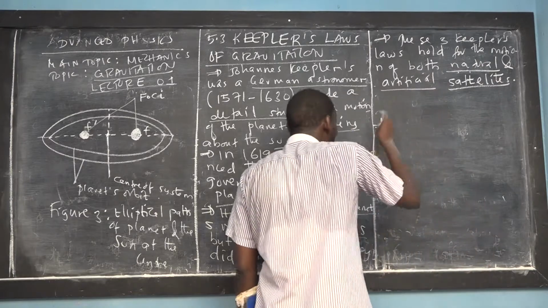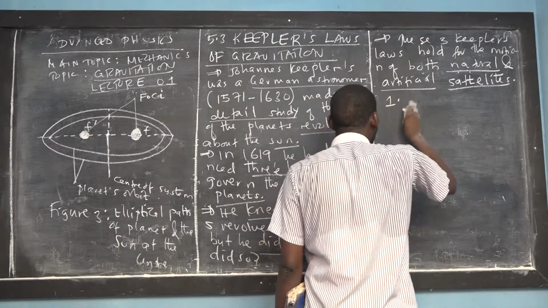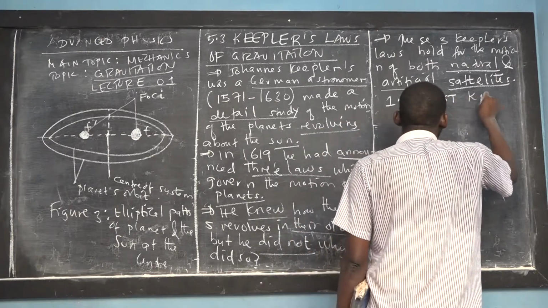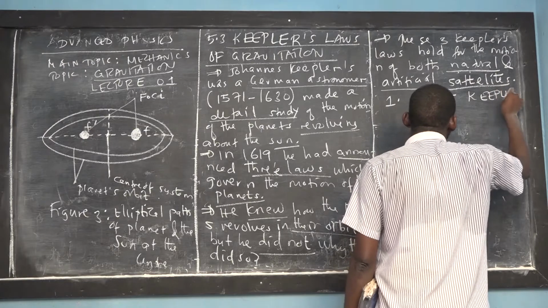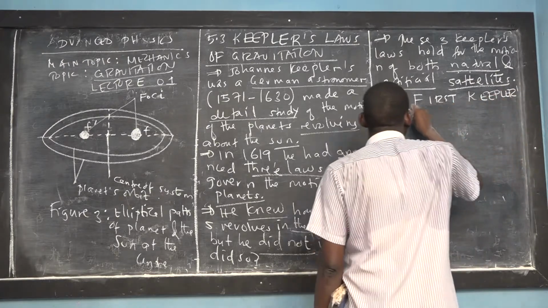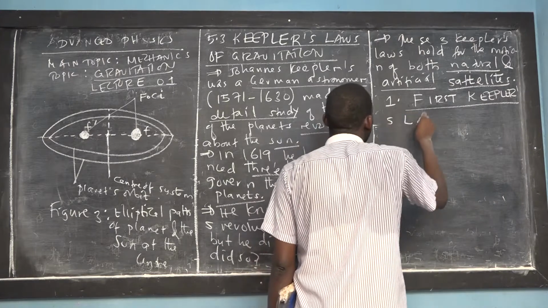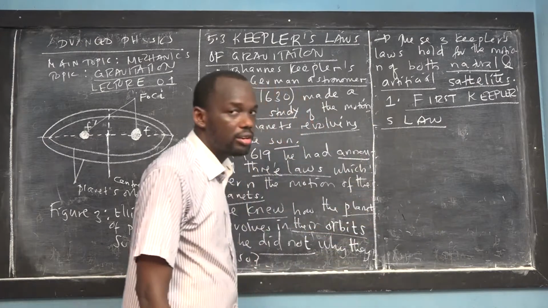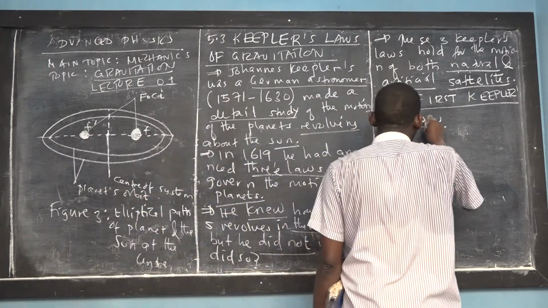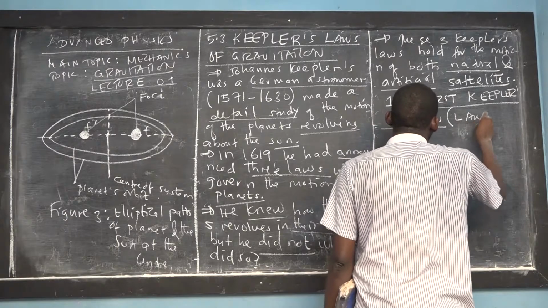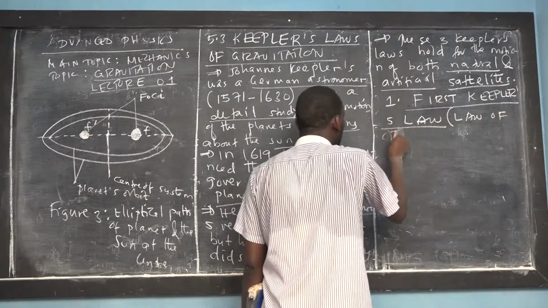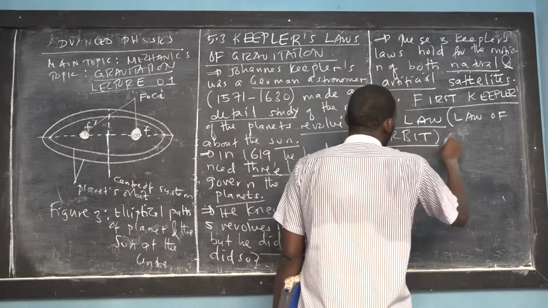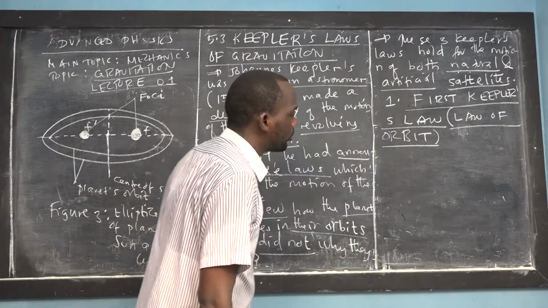So let us now start this business. Let us learn first about, say with me, first Kepler's law. In some of the references, we call this one the law of orbit. As I have in some references, we call it first Kepler's law or law of orbit.